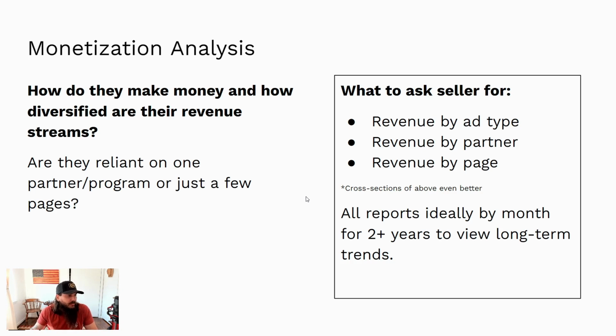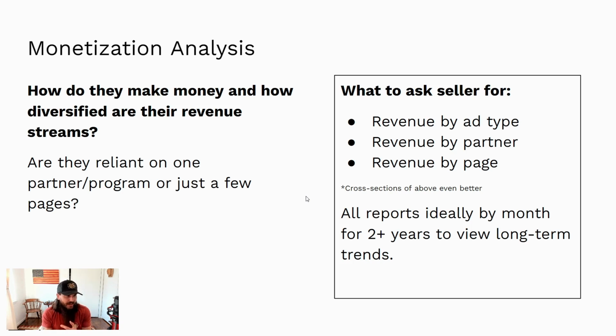So just hopping in here, one of the first questions I really like to ask is, how do they make money, obviously? And then how diversified are their revenue streams? Are they super reliant on only one revenue stream or one potential partner or affiliate program to make all of their money? Or are they really just reliant on a few pages to generate most of the monthly recurring revenue that the site has? And so digging into hopefully revenue by ad type, by partner, and by page.